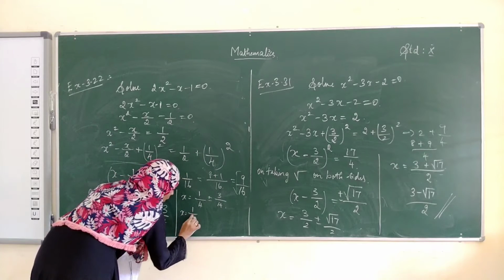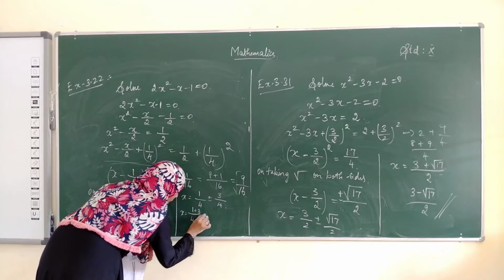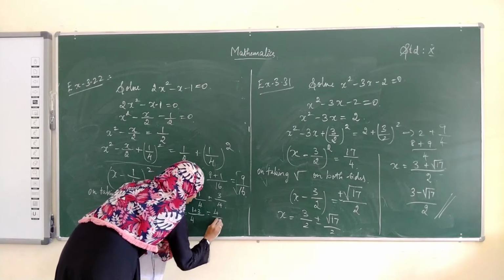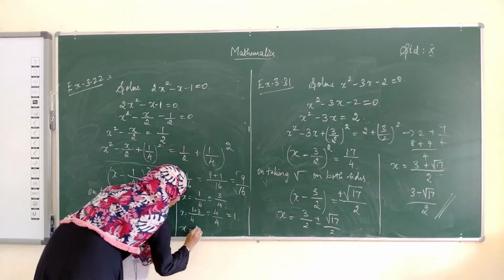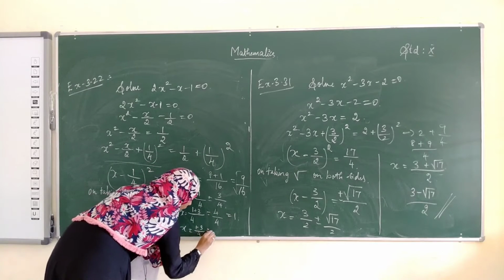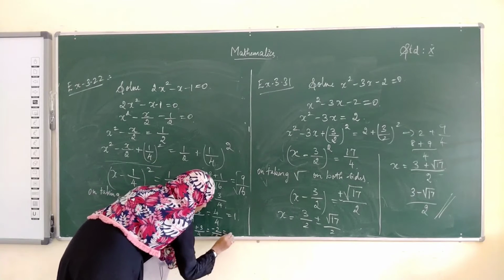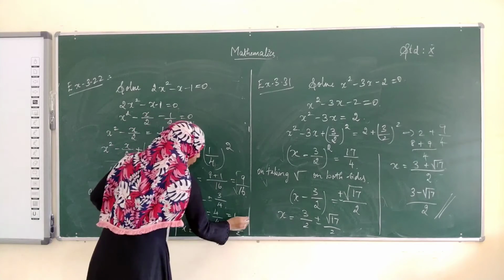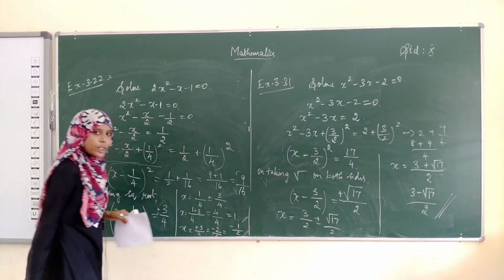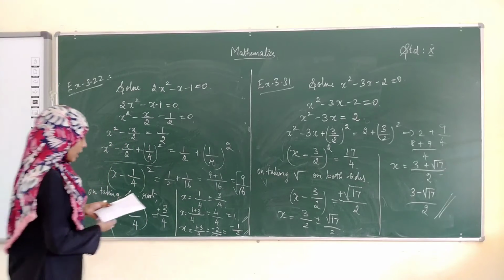This is equal to 1 by 4 plus 3 divided by 4, which is 4 by 4, which is equal to 1. And x is equal to 1 minus 3 divided by 4, which is minus 2 divided by 4, which is equal to minus 1 by 2. The values are 1, comma, minus 1 by 2. These are the two solutions of the given equation.